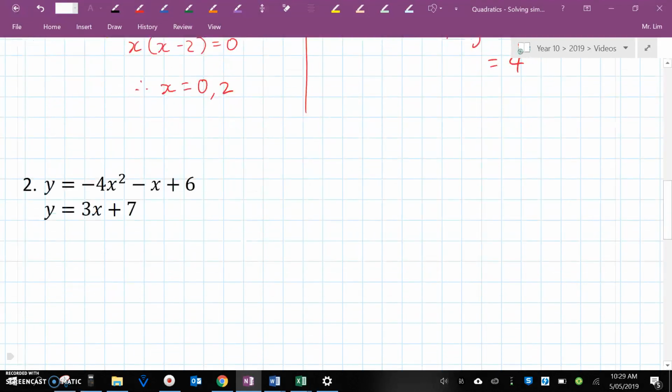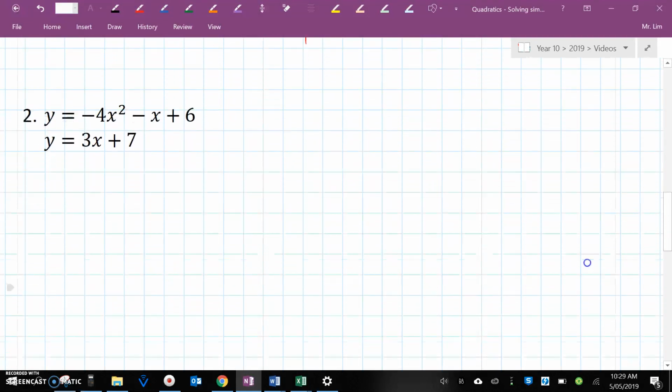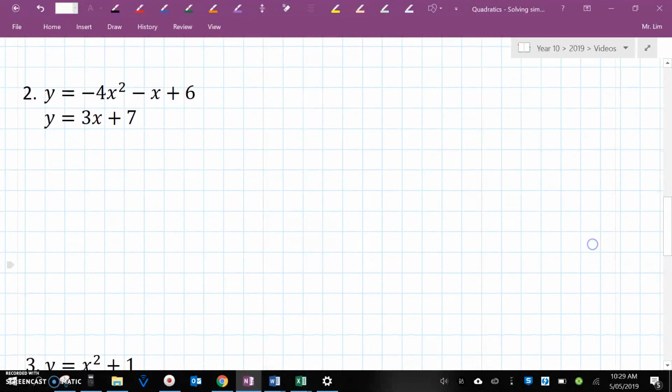Okay, question 2. y is equal to 4x squared minus x plus 6, and y is equal to 3x plus 7. So again, we're going to substitute all of this into y of the other equation, because that is what y is equal to in the first equation. So let's write this out. 4x squared minus x plus 6 is equal to 3x plus 7.